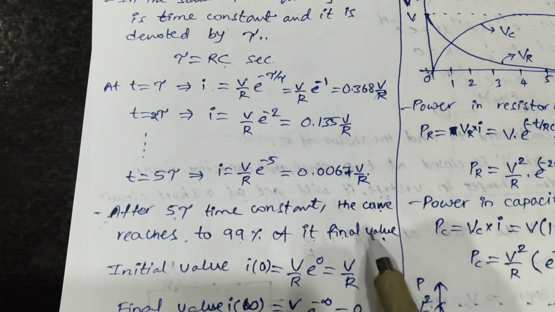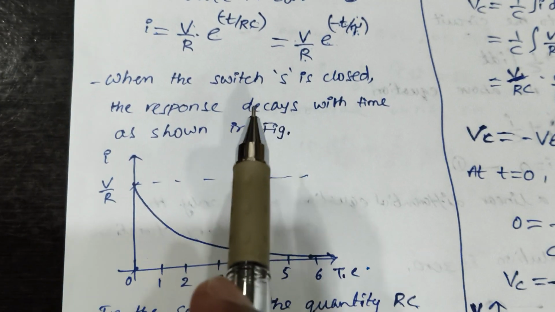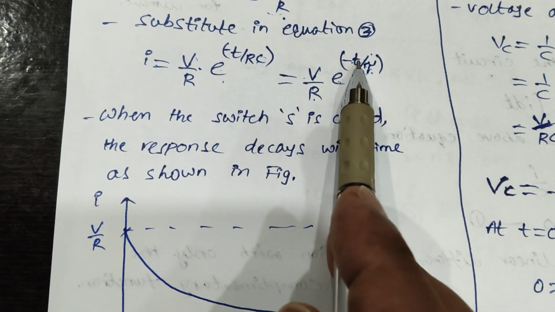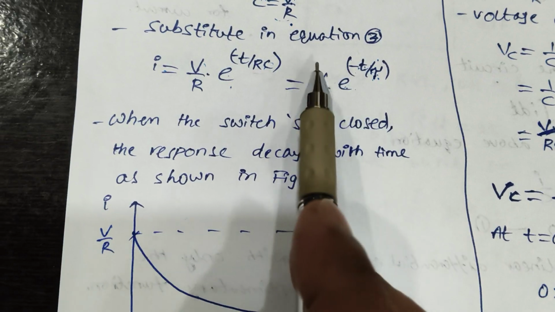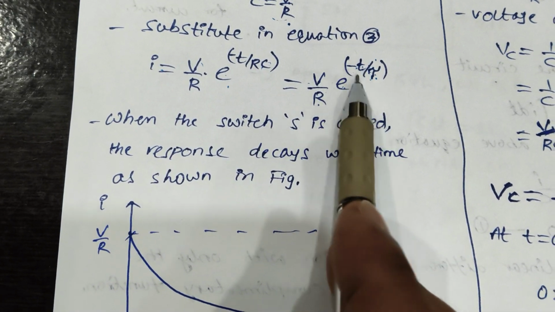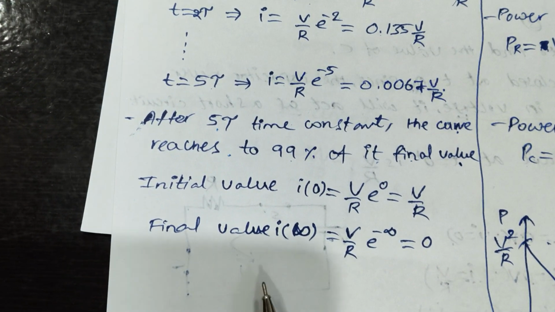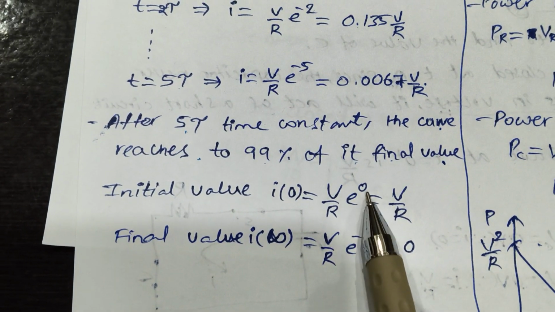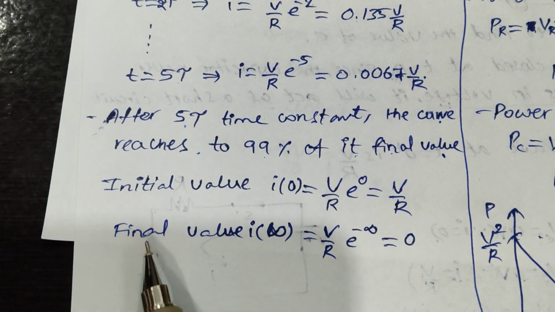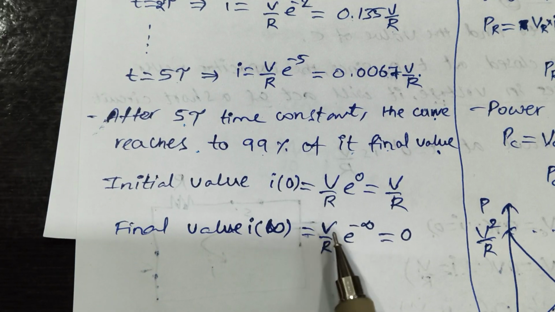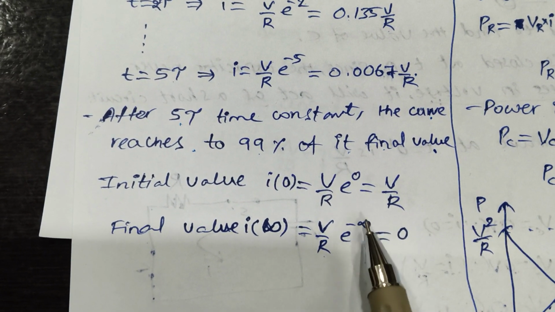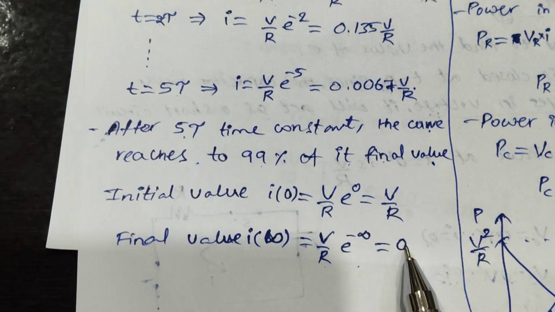What is the initial value of the current? What is the final value of the current? We can find out using the same equation. By substituting t is equal to 0, you will get the initial value, and by substituting t is equal to infinity, you will get the final value. That's what I have done here. Initial value is I of 0, which is V by R into e power 0, equal to V by R. Final value is I of infinity, which is V by R into e power minus infinity. E power minus infinity is nothing but 1 by infinity, which is equal to 0.